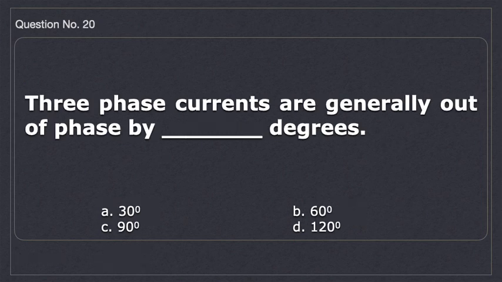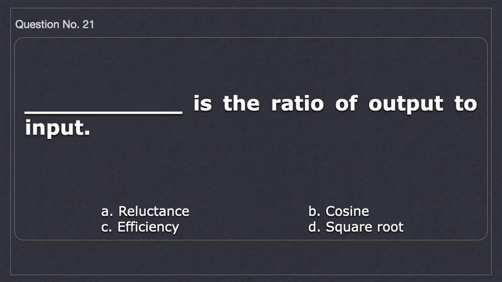Question number 20. Three-phase currents are generally out of phase by blank degrees. A. 30 degrees, B. 60 degrees, C. 90 degrees, D. 120 degrees. Answer: D. 120 degrees.